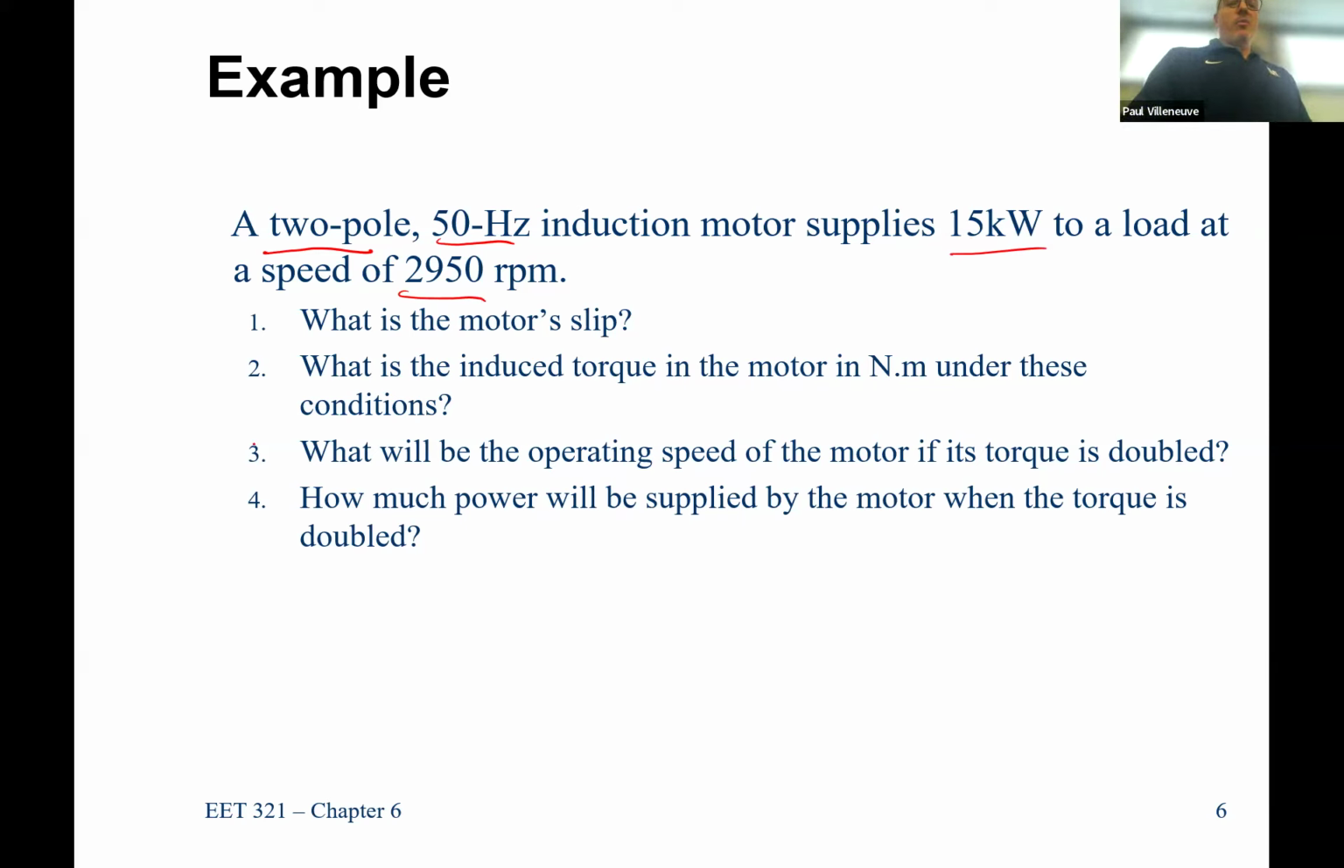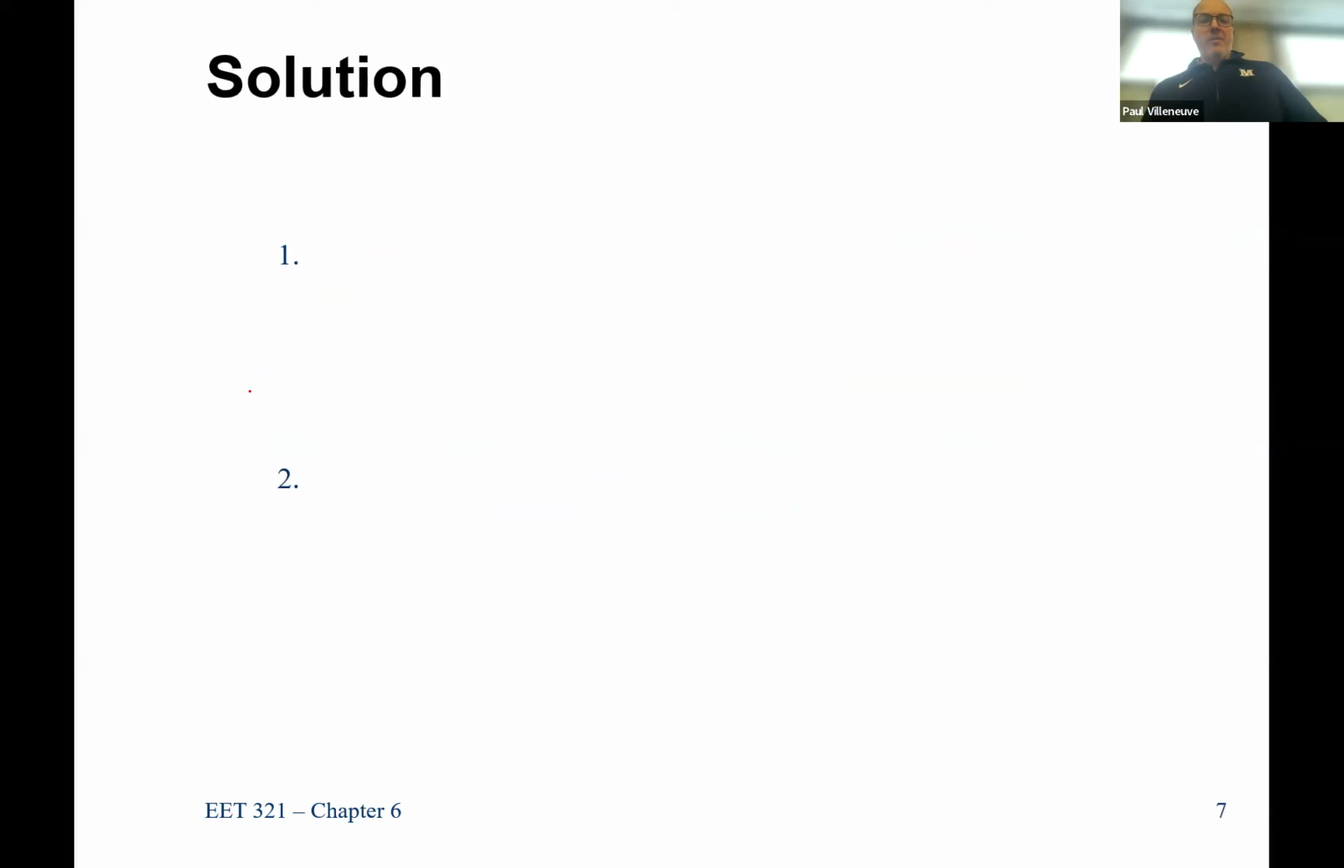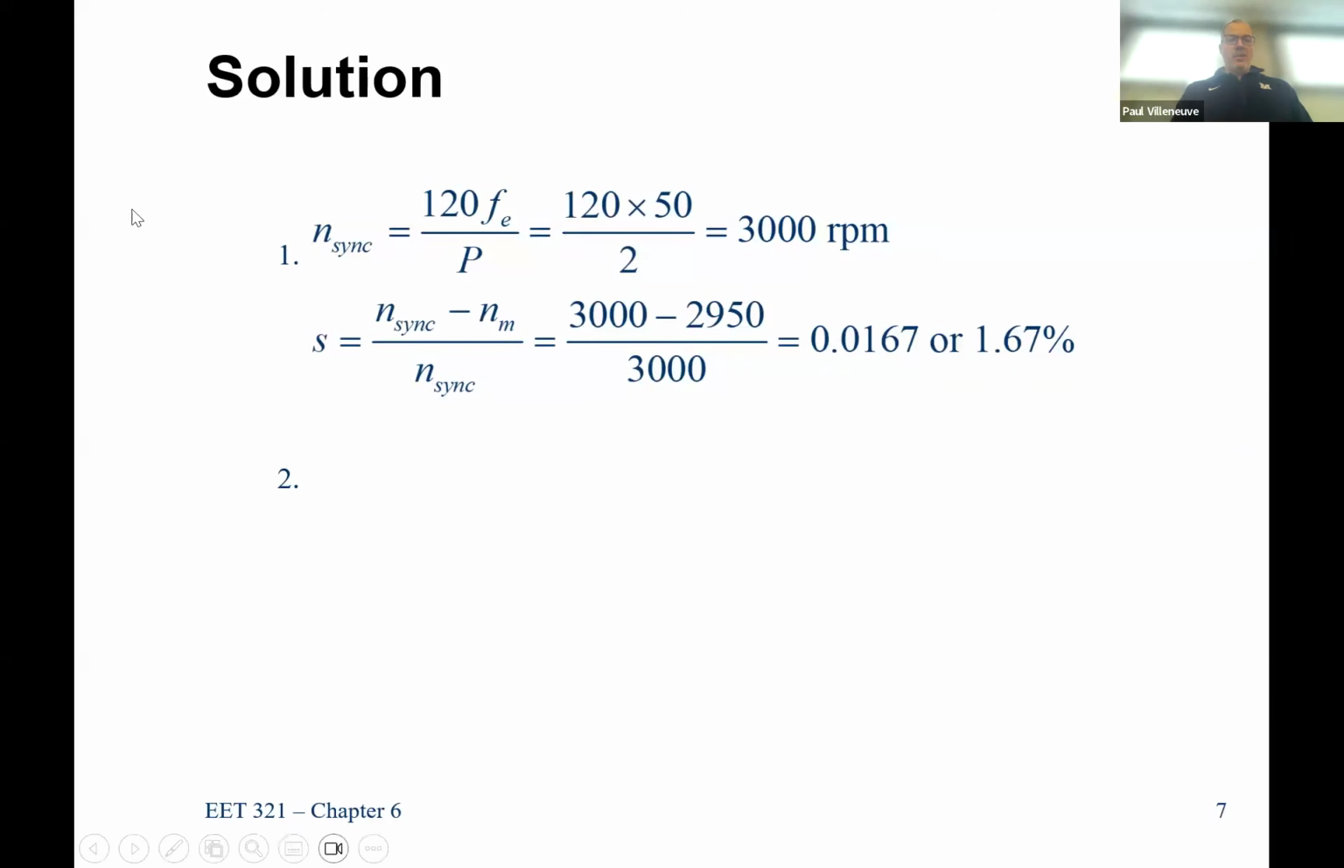And then this one is where we start to get a little bit tricky, where we say, what will the operating speed of the motor be if the torque is double? So let's do the first two parts based on what information we have, and then we'll move to 3 and 4. All right, so here's the equation that B mentioned.